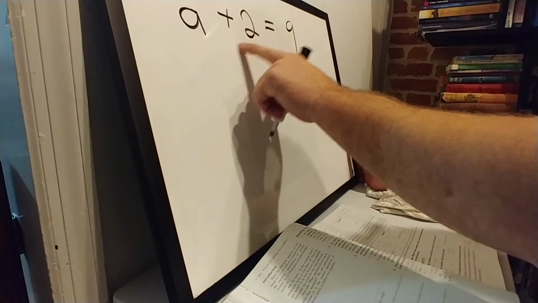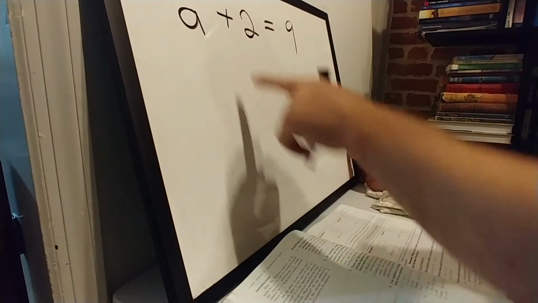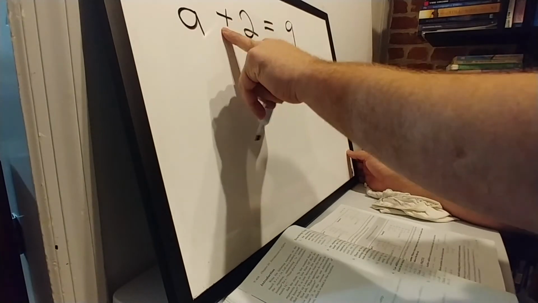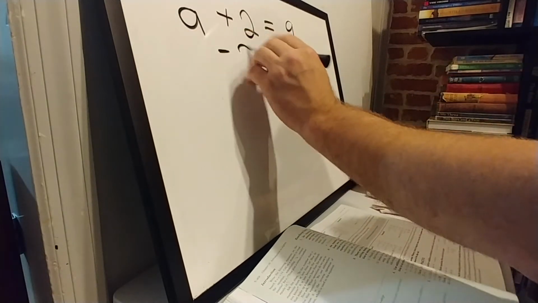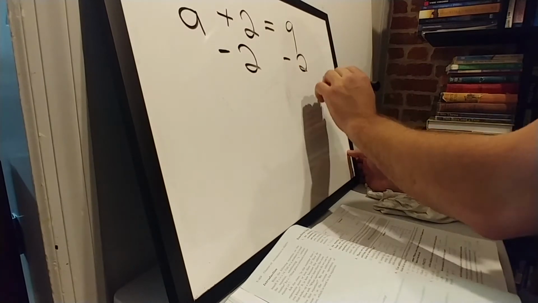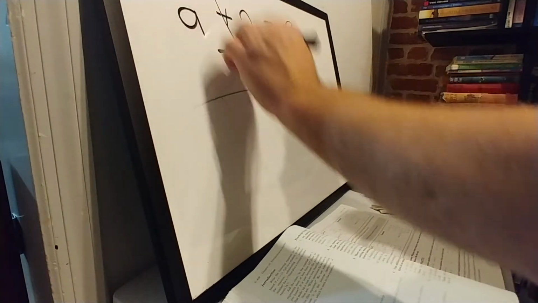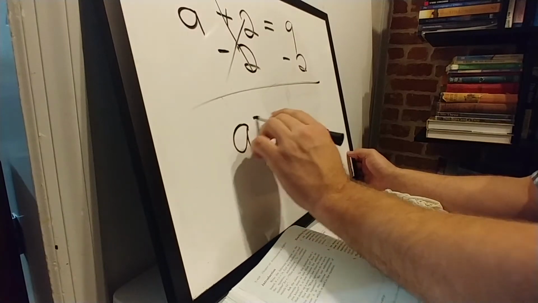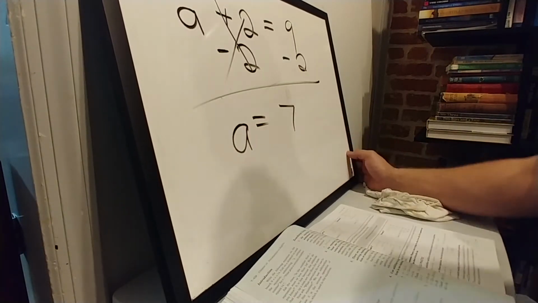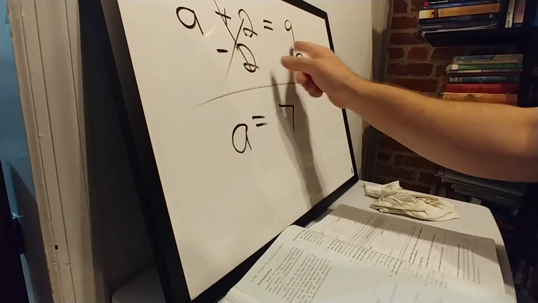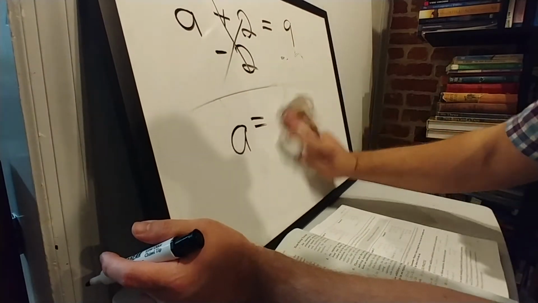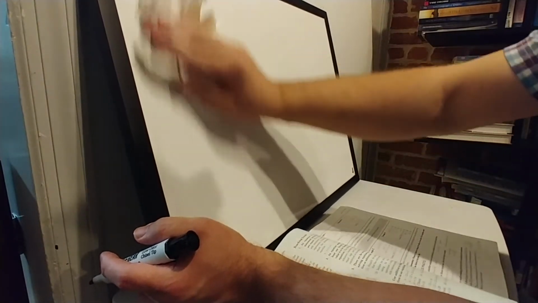So we want to move this over here, all right? That's addition. So in order to take it off of here, we need to subtract, and we need to do the same over here because it's an equation. So these cancel. That gives you a equals 7. Does that make sense that 7 plus 2 would equal 9? Yes, it does. All right, and that's what you're going to be doing today.